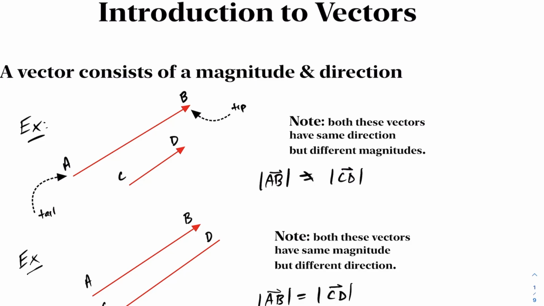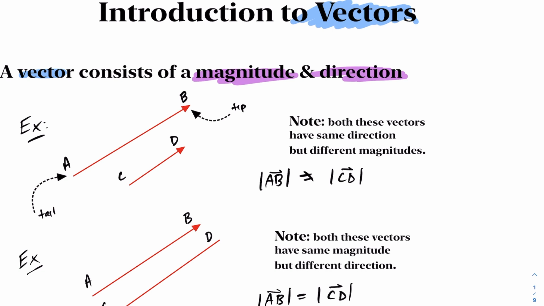In today's lesson, we're going to be talking about vectors. What is a vector? A vector is defined by two main things. These two characteristics are the magnitude of the vector and the direction of the vector. These two characteristics, magnitude and direction, completely determine the vector.